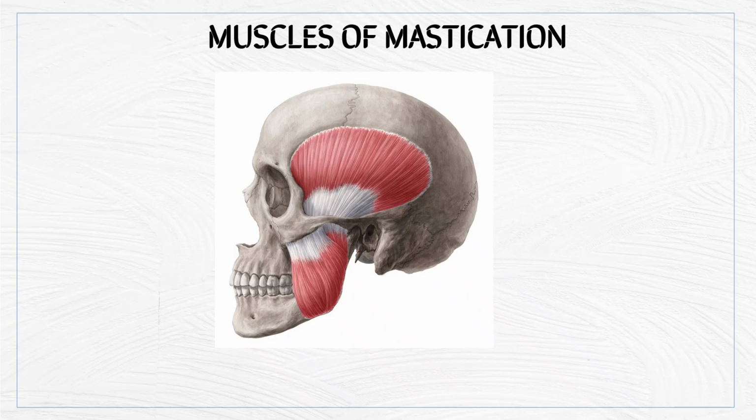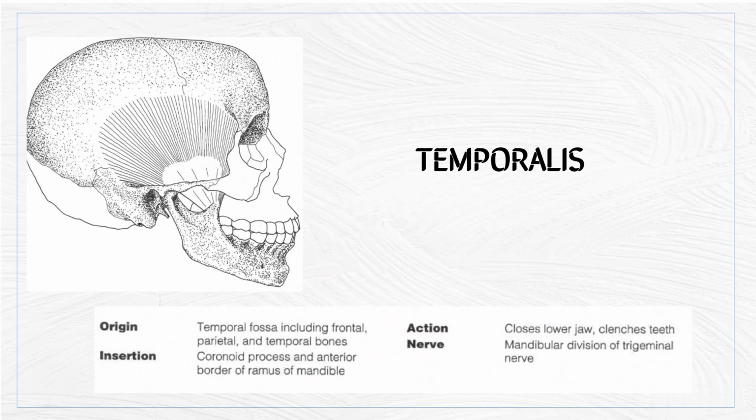So today is a short topic on muscles of mastication. We are going to see what the muscles of mastication are, and what their origin, insertion, action and nerve supply are. So let's move on. The first muscle we are going to see is temporalis.